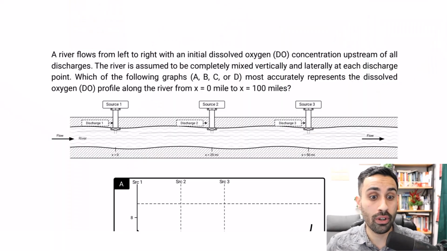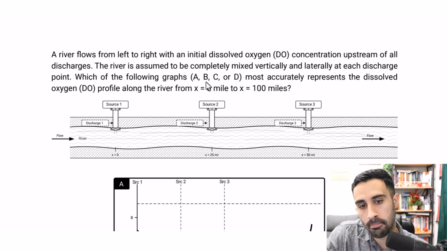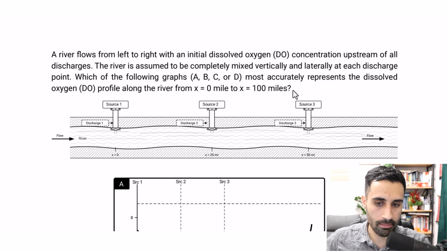Let's do this. We're told a river flows from left to right with the initial dissolved oxygen, DO, concentration upstream of all discharges. The river is assumed to be completely mixed vertically and laterally at each discharge point. Which of the following graphs, A, B, C, or D, most accurately represents the dissolved oxygen profile along the river from x = 0 miles to x = 100 miles, so for that 100 miles.